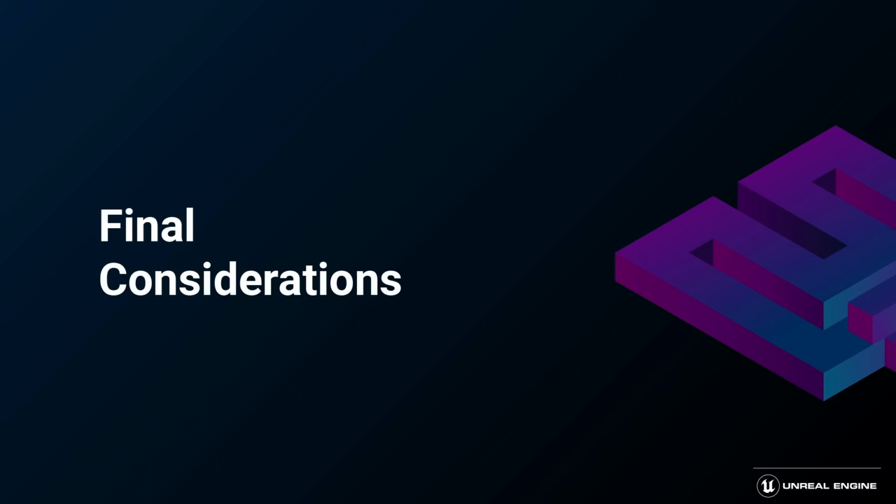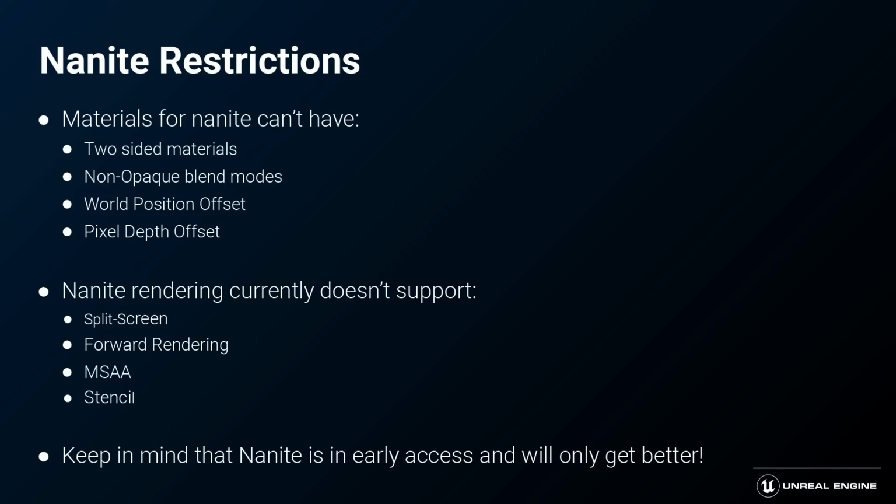So to sum up, Nanite is an incredibly powerful new tool, but it does come with some restrictions. Materials for Nanite can't be two-sided, they have to be opaque, and you can't use tools like world position offset or pixel depth offsetting. Nanite rendering currently doesn't support split screen, forward rendering, MSAA, or the stencil buffer. Keep in mind that Nanite, along with Unreal Engine 5, is in early access. That means that it's still in experimental state and is still being worked on. You can expect many improvements to happen with both Nanite and Unreal Engine 5 as it gets closer to full release.